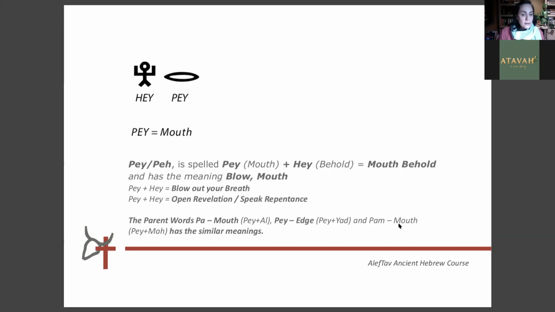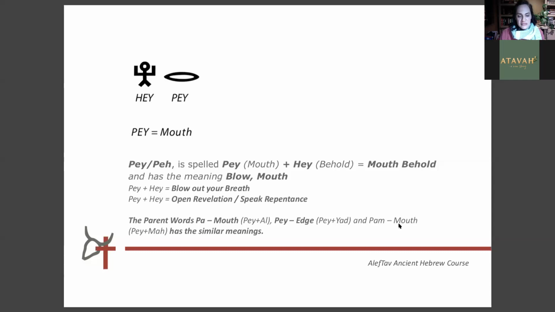It can mean to open a revelation. It can mean to speak repentance. Again, you can combine the two pictures and see all the different interpretations.